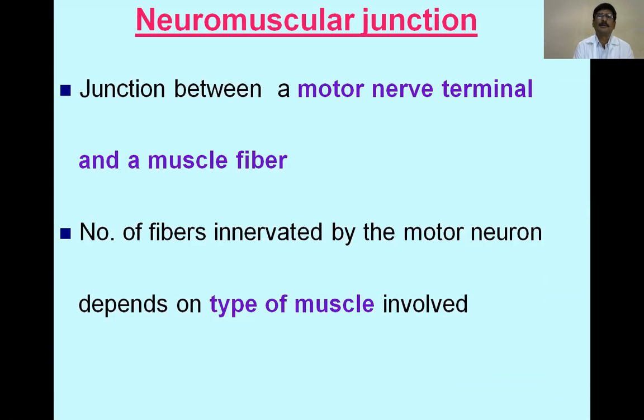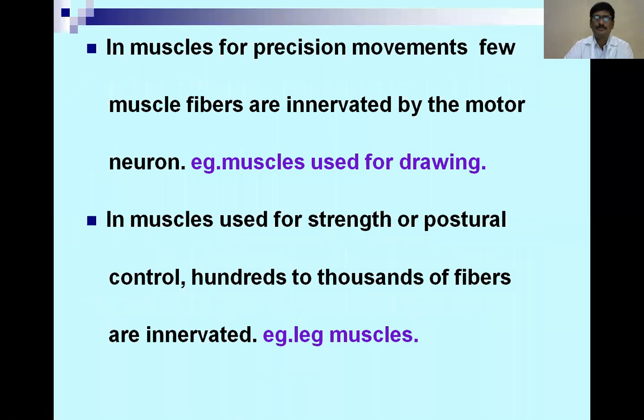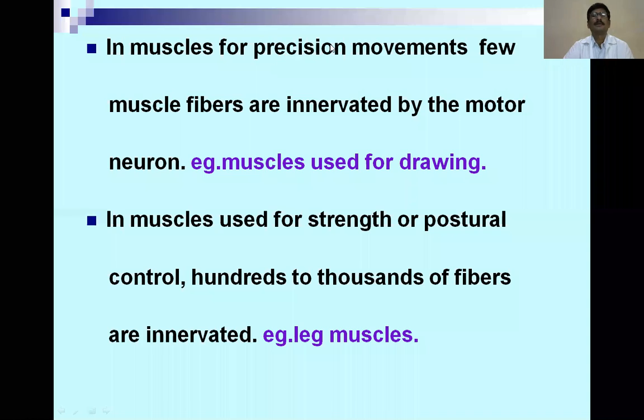So it is a junction between a motor nerve terminal and the muscle fiber. The number of fibers innervated by a motor neuron depends on the type of muscle involved. As I said, fine skill movement, few number of fibers. Gross posture-maintaining activity, more number of fibers. In muscles for precision movements, few muscle fibers are innervated by a motor neuron. Example, muscles used for drawing, etc.